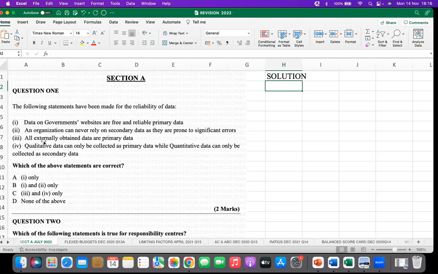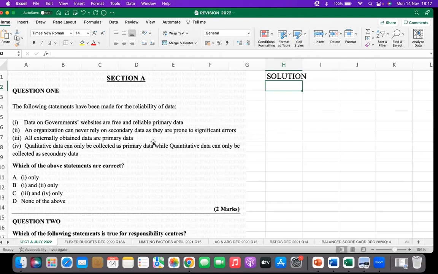Point number three, all externally obtained data are primary data. No, that is also wrong. All externally obtained data can be both primary and secondary. For example, if you obtain data from National Statistics of Rwanda, that is external data, but that is secondary data, not primary data.